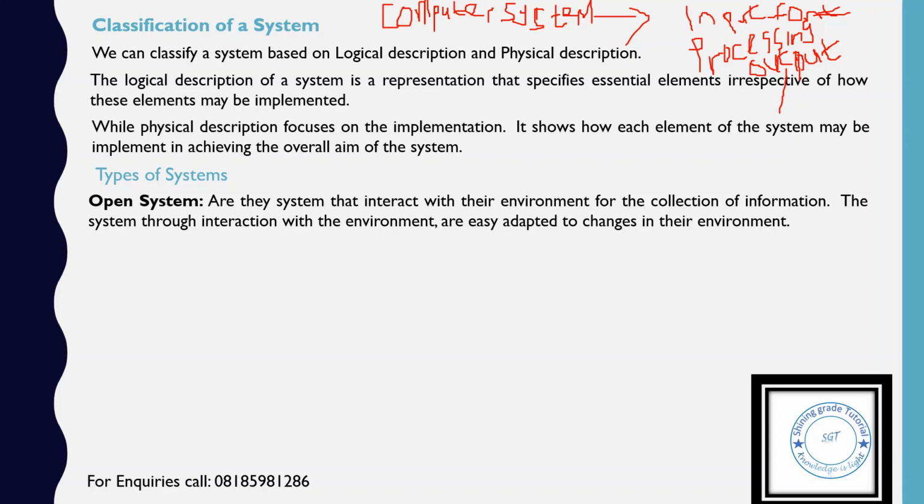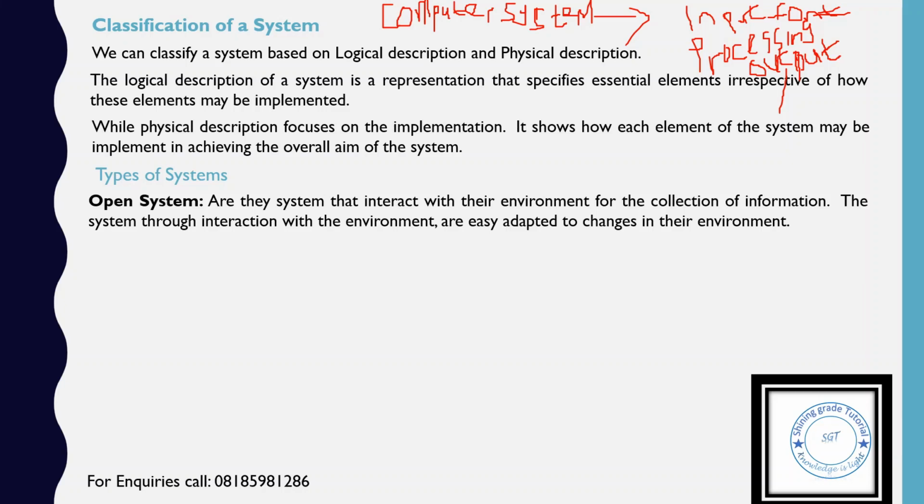For instance, in the business system, what happens? It interacts with the generation of information from the customer, information through interaction. Information will be obtained from government and from different elements of the environment, suppliers and stuff like that. So that's just the idea of an open system. It interacts well, and it adapts to changes in the environment.